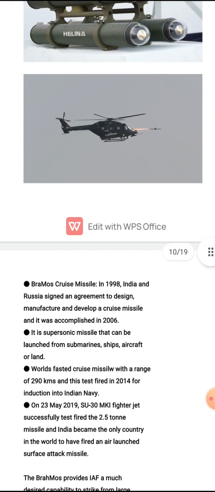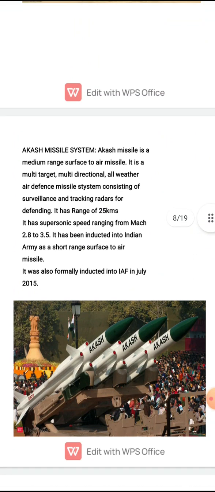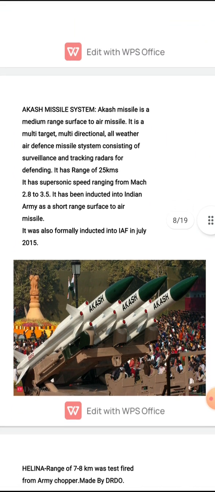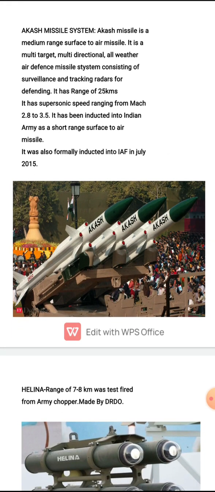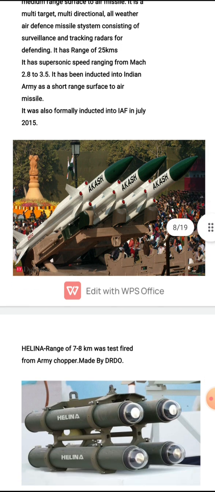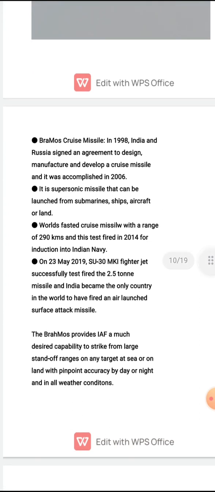Okay, now comes the BrahMos. So before the Helena missile, till the Akash missile system, we studied the 5 missiles which came under the integrated guided missile development program. But there are other missiles also developed by India from time to time. So first was Helena, then second, gentlemen, comes the BrahMos cruise missile. In 1998, India and Russia signed an agreement to design, manufacture and develop a cruise missile, and it was accomplished in 2006. So BrahMos was made with an India and Russia partnership. It was developed in 2006.